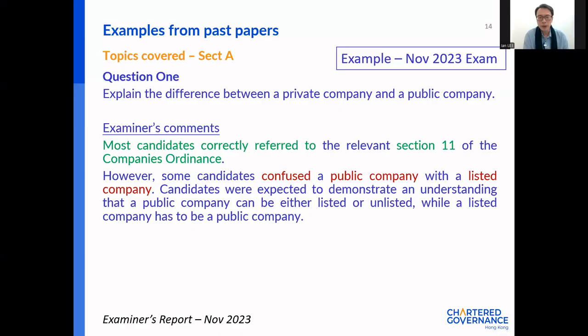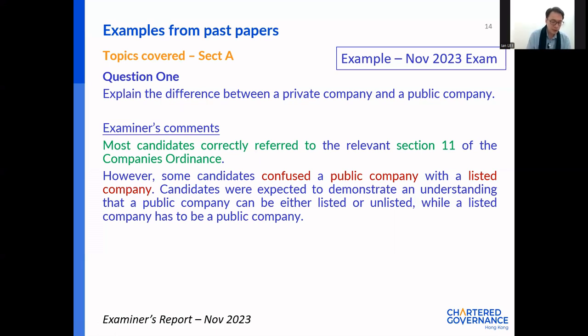Candidates were expected to demonstrate an understanding that a public company can be either listed or unlisted, while a listed company has to be a public company. So I just explained that earlier, okay? So let's look at this in a bit more detail. So section 11 of the Companies Ordinance basically gives you a good definition. What is a private company? Okay, because you want to know the difference between a private and public company. So it will be helpful to know what is a private company first.